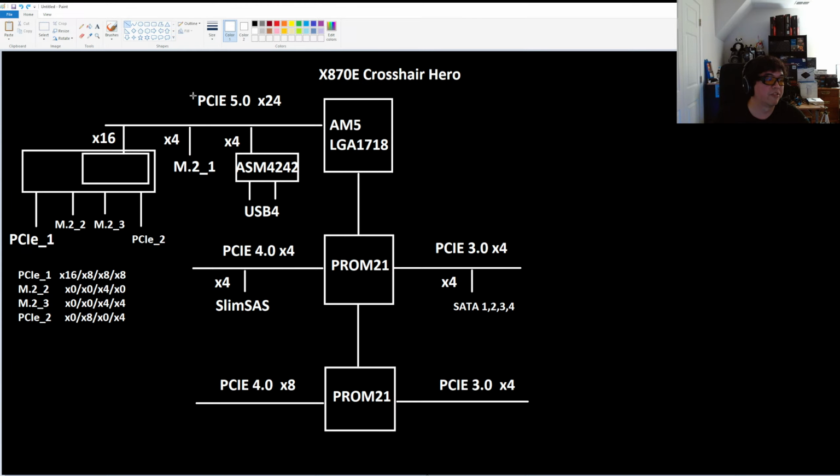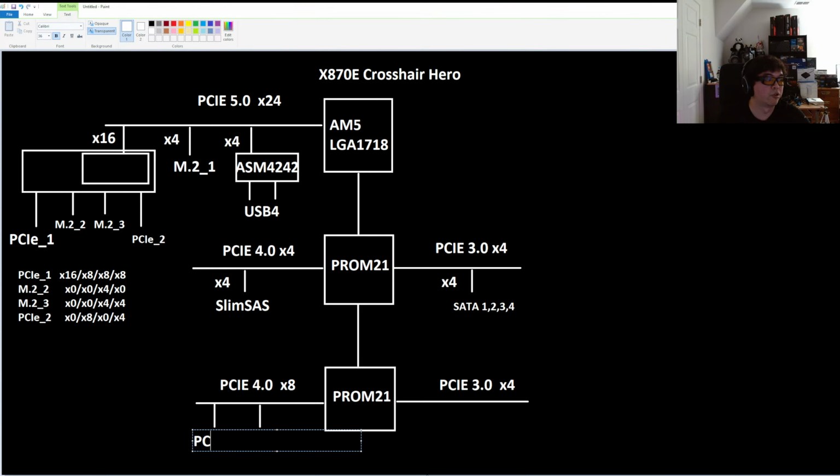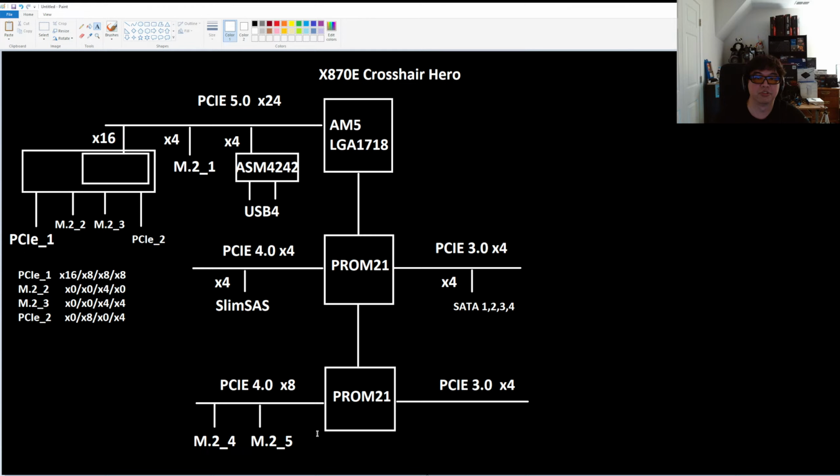All right, now we have the final two down here. We have M.2_4 and M.2_5. Those are the final two SSDs on the Hero, and that's why the Hero has 5 M.2s. Each of these are 4 lanes of Gen 4, so you can run up to Gen 4 speeds on the final two SSDs. So again, 1, 2, 3, 4, 5. 5 M.2s on this Hero.